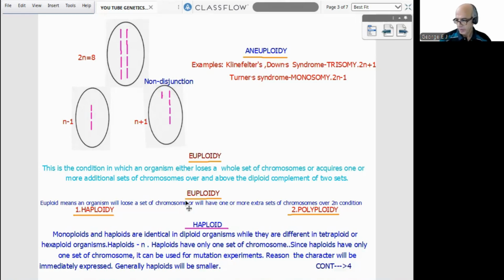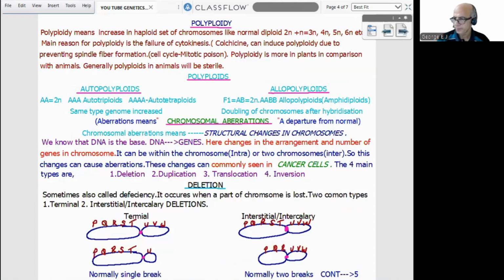In a diploid organism, haploid and monoploid are the same, but when we come to tetraploid or hexaploid, the higher ploidy levels, it differs. Now haploid. Haploid is n, as you already know. So haploids have only one set of chromosomes. Since haploids have only one set of chromosomes, they can be used for mutation experiments because characters will be immediately expressed. Generally, haploids will be smaller in size. I think the idea is clear. Now we can proceed to the next page.